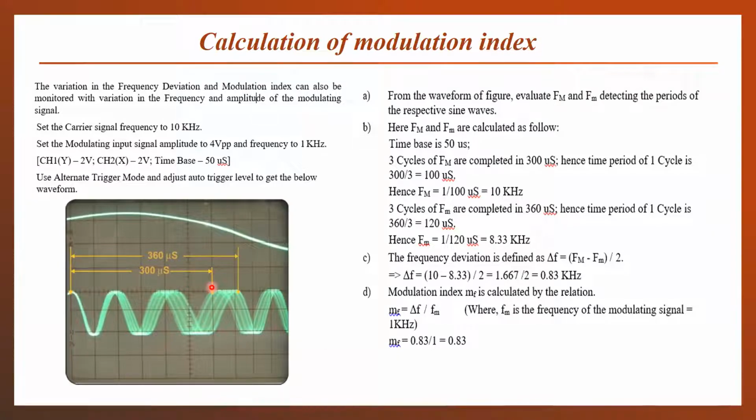Similarly, lowest frequency can be calculated for the rightmost wave cycle, and it will come out as 8.33 kilohertz. So frequency deviation, as we have already seen in the last slide, will be F maximum minus F minimum divided by 2. Through this formula, we can calculate the frequency deviation, and the modulation index can be easily calculated. Modulation index is the ratio of maximum frequency deviation to our message signal frequency, and you can see that the modulation index comes out to be 0.83 here.